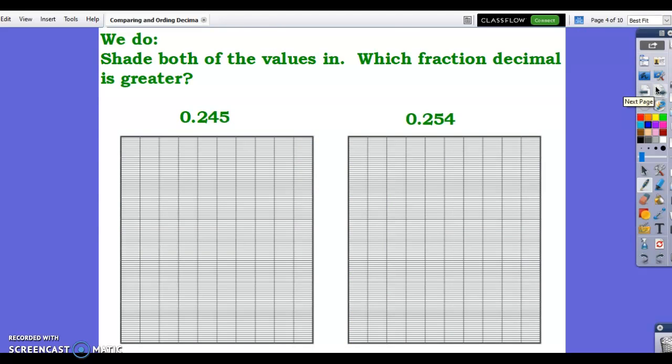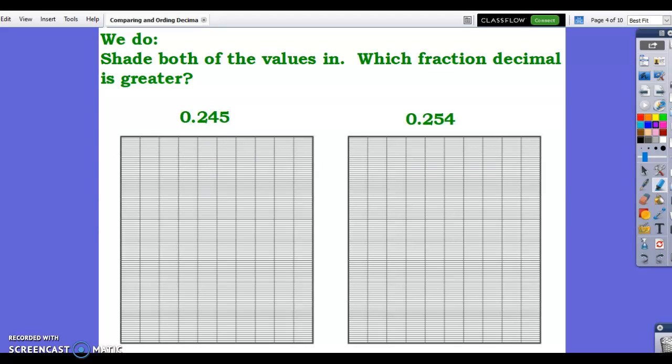Now, same thing. This time, I want y'all to try to do it. I want you to shade in both of the values and then create your fractions and then write in your symbol: which one is greater, 245 thousandths or 254 thousandths. Now, again, I do want you to try to create and shade these, so you might have to pause the video here to get your equations written out.